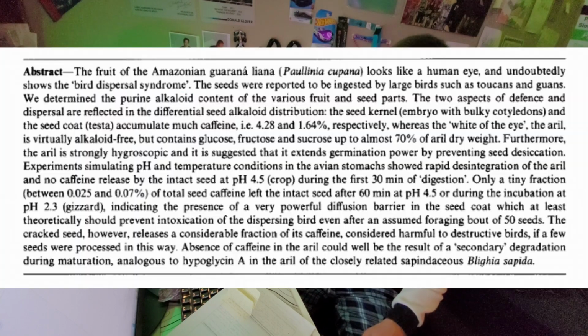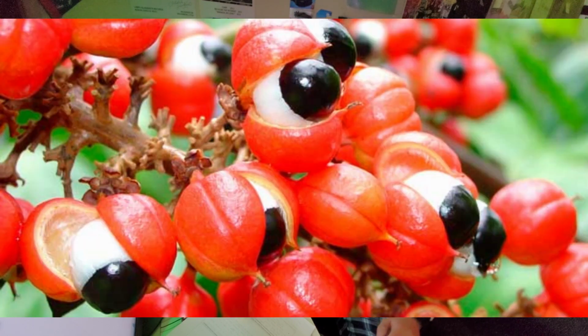I looked into this way more than I needed to, but there are some birds in South America, like toucans and guans, that will digest and feed on plants that are caffeinated, like the guarana. It's a highly, highly caffeinated plant. The thing is that they don't actually digest the seed, and the seed of the guarana has a coat around it, which doesn't allow the bird's stomach to digest the seed because it can't digest that layer first.